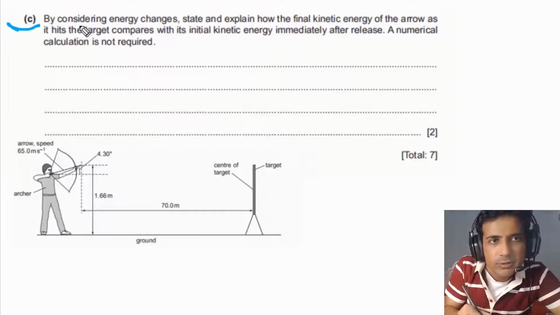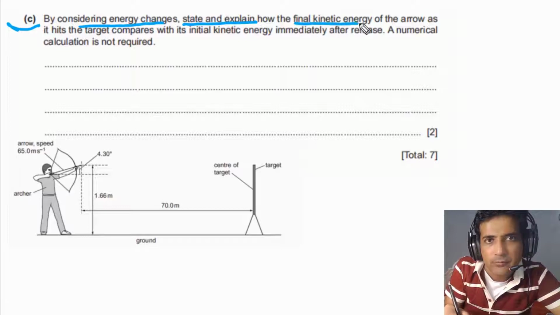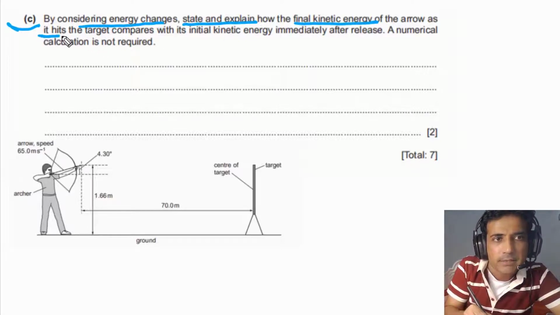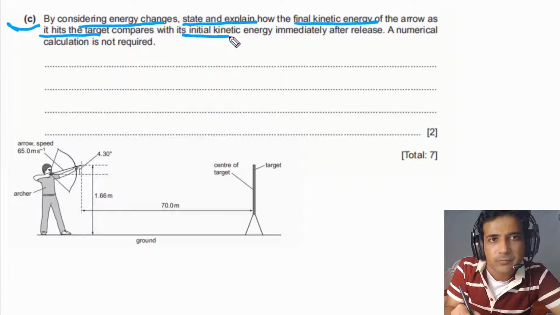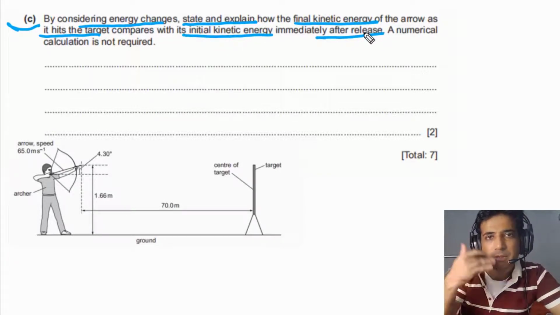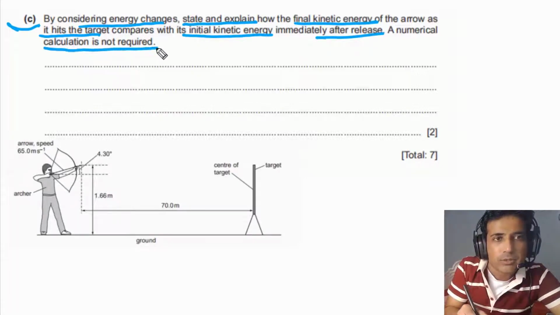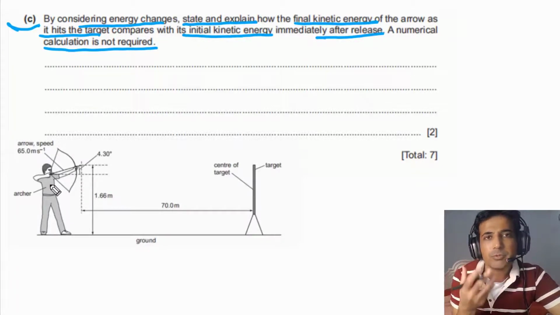For part C, we need to consider energy changes and we need to state and explain how the final kinetic energy of the arrow as it hits the target compares with its initial kinetic energy after release, soon after it is released. A numerical calculation is not required. This question is simply about conservation of energy, or simply I can say this is about conservation of mechanical energy, because in this question there is no air resistance. Air resistance is negligible. So simply this is about conservation of mechanical energy.